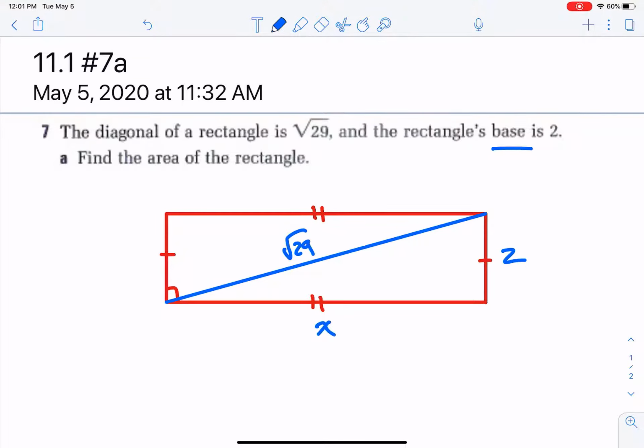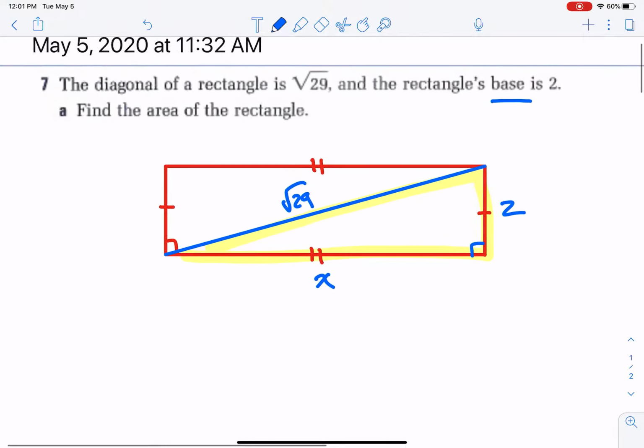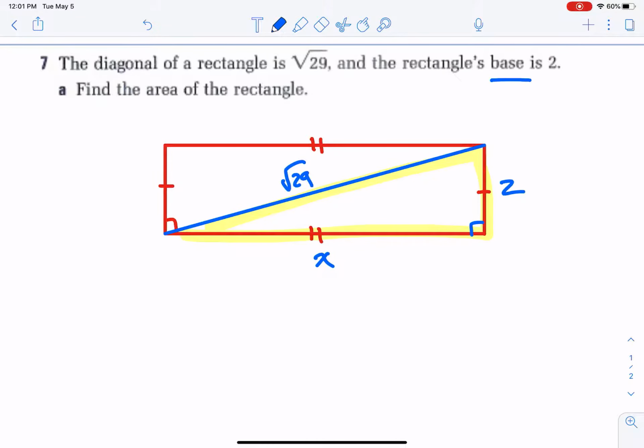We then need to solve for the remaining dimension so that we can find the area of this rectangle. Well, what kind of triangle do we have here? That, of course, is a right triangle. Remember, it's a rectangle, so every angle is a right angle. So bells should be going off that we need to use the Pythagorean theorem. Let's write that out. x squared plus 2 squared equals the square root of 29 squared.